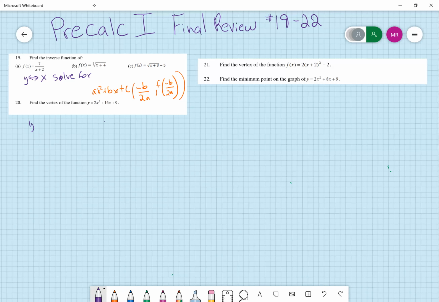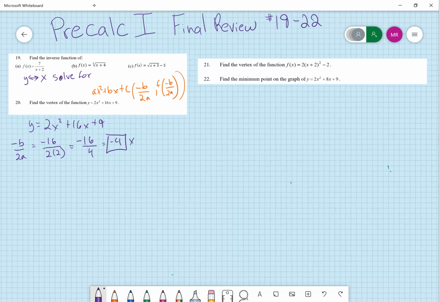We get that y equals 2x squared plus 16x plus 9. That means my a is 2, my b is 16, and my c is 9. So we're going to take negative b divided by 2a. So we get negative 16 divided by 2 times our a, which is 2, that gives us negative 16 over 4, which gives us negative 4 for our x value.